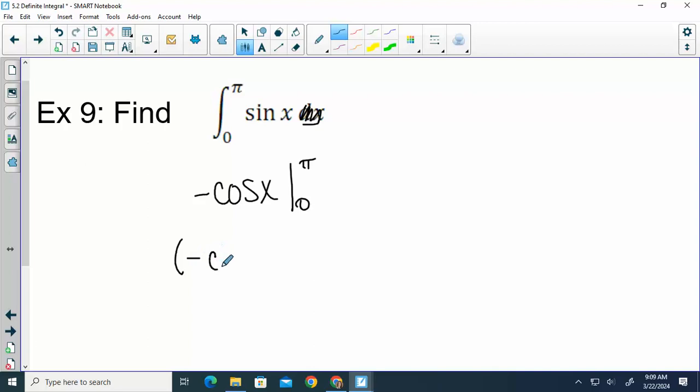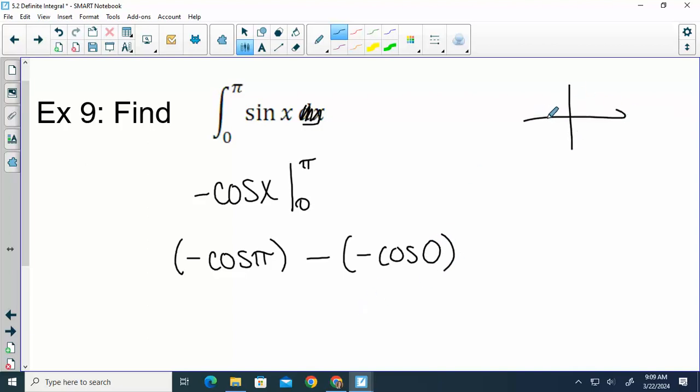So that means we have a negative cosine of pi minus a negative cosine of 0. All right, we're going to figure this out without a calculator. Pi is here. That's like the ordered pair -1, 0, right? Cosine is x, so the cosine of pi is -1. So the opposite of -1 is +1. Minus a negative would make plus cosine of 0. So at 0, my point is 1, 0. So cosine is 1, and this one gives me 2.